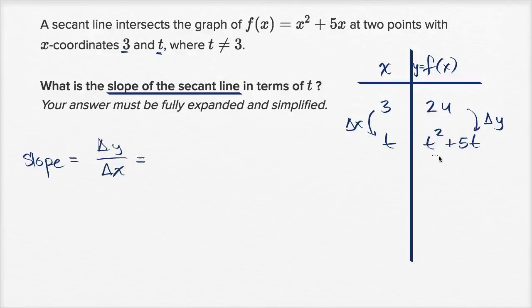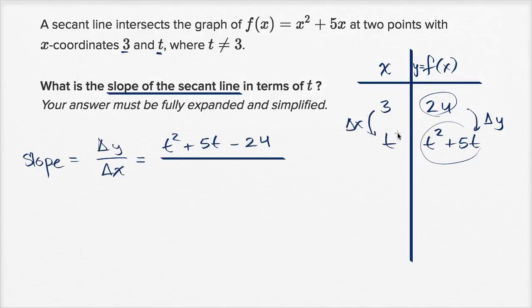Our change in y, if we view the second one with the t's in it as our end point, is going to be that minus that. So it's going to be t squared plus 5t minus 24. And then in our denominator, our ending x minus our starting x is going to be t minus 3.